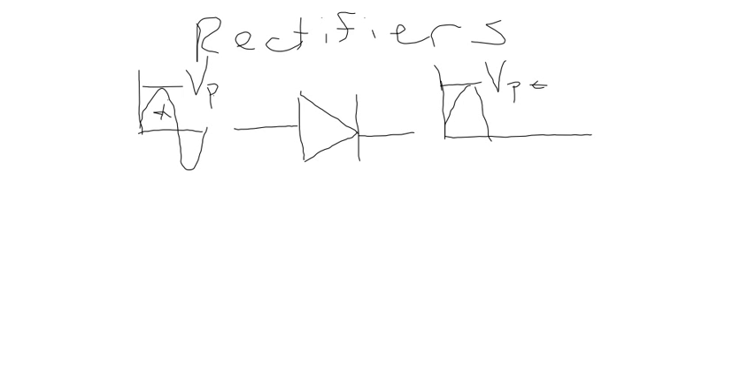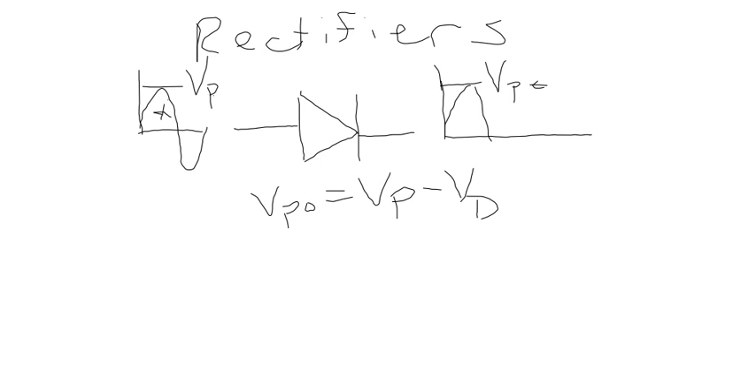VP out is going to equal VP minus the diode voltage drop, 7/10 of a volt. It uses up 7/10 of that voltage in forward bias in the diode.